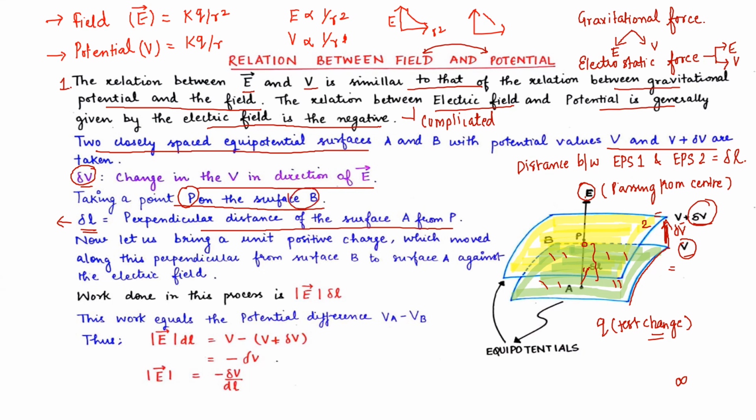I'll write here: point P is on surface B and delta L is the distance from surface A to P. That implies from surface A to surface B.